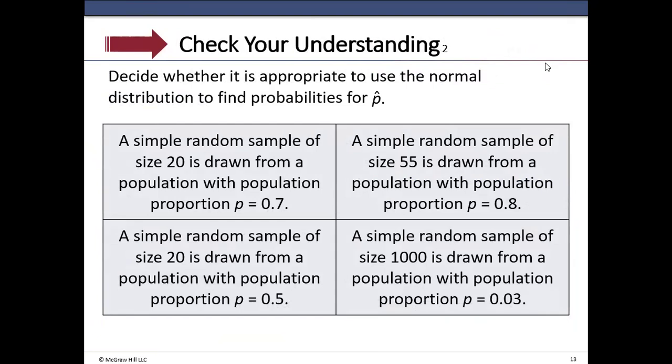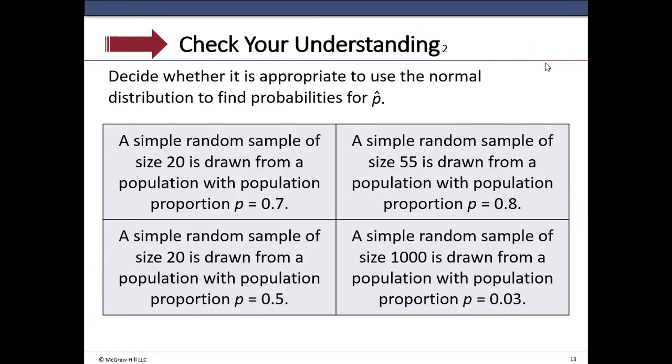Decide whether it is appropriate to use the normal distribution to find probabilities for p hat. First we will do n times p, for the top one on the left: 20 multiplied by 0.7 is 14. N times p is greater than 10. How about n times 1 minus p? That will be 20 multiplied by 1 minus 0.7, which is 0.3. So 20 times 0.3 is 6. That is not greater than 10. Therefore, we cannot use a normal distribution for the sampling distribution of p hat.